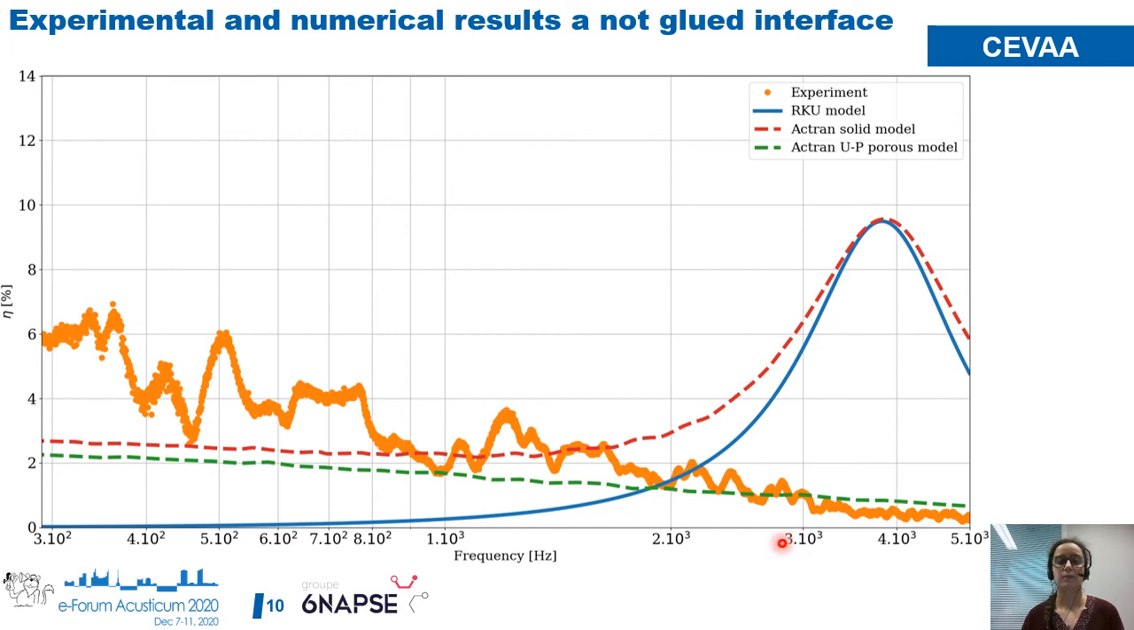Damping mechanisms are defined for a not-glued interface. At high frequency, the porous effect of the foam contributes to the damping. However, at low frequency, the origin of the damping is unknown. That is why a temporal method is in progress.